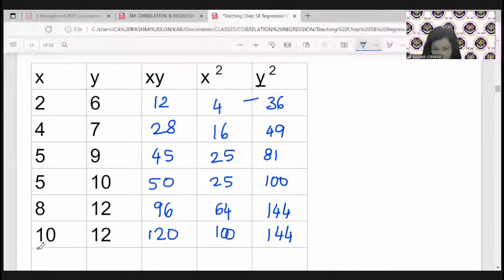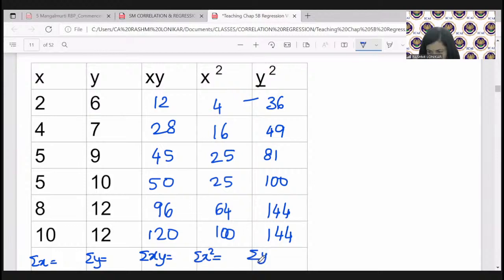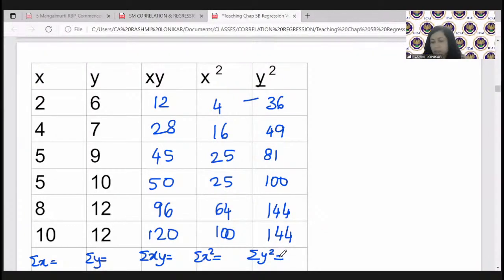So how much is summation x, summation y, summation xy, summation x square, and summation y square? Can I get the answer?